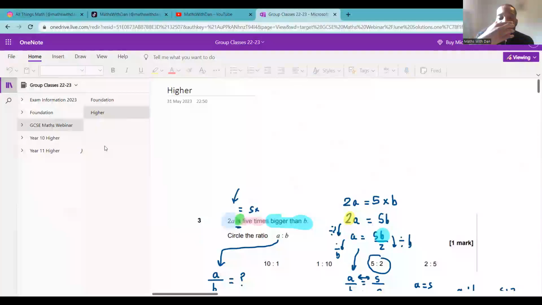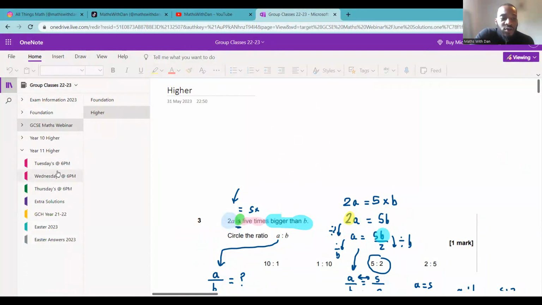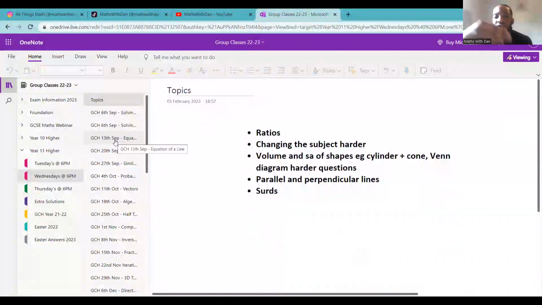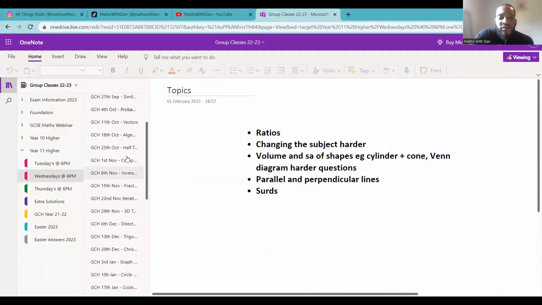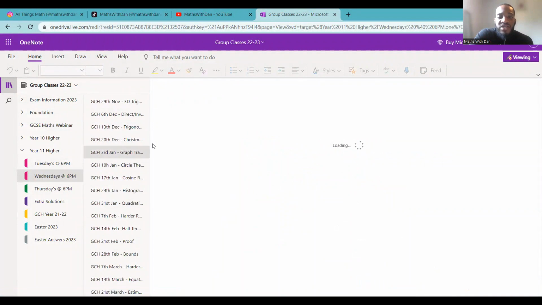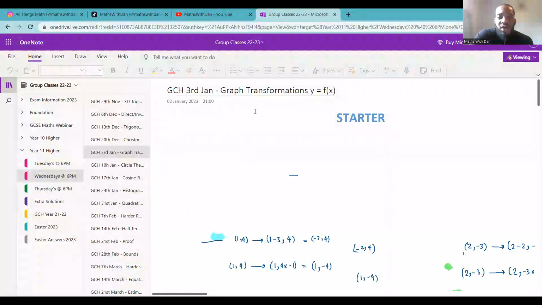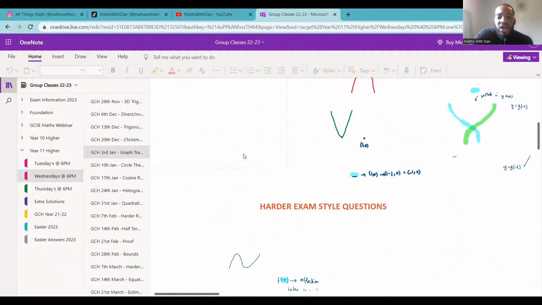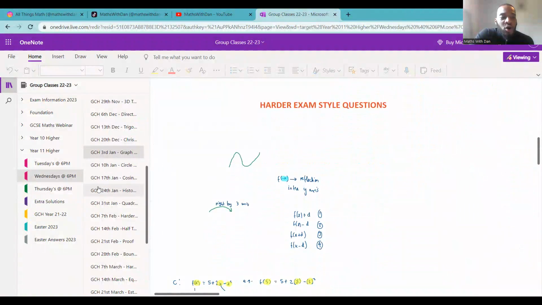For those of you that aren't in my group classes, I teach these classes every week, and from September last year I've been doing loads of different topics. You can look at any topic here and you'll see loads of questions. For example, graph transformations, which some of us didn't know how to do, I did on the 3rd of January. You can see different questions here and workings out. So I hope that's all clear.